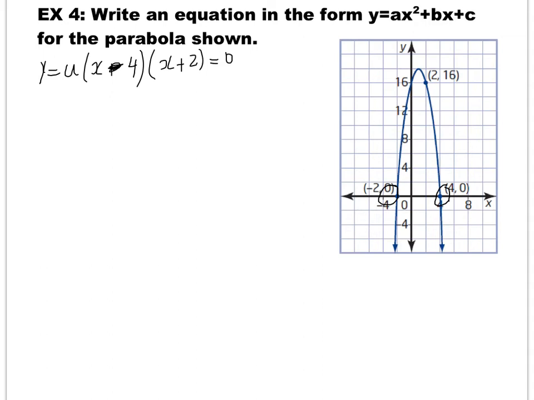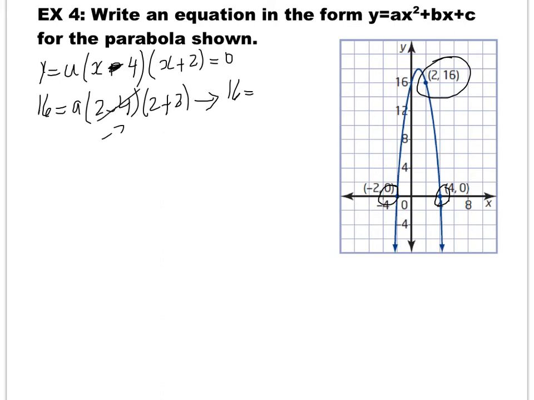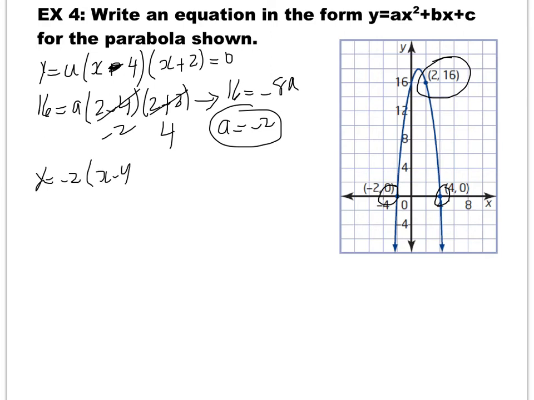Now, to find a, I'm going to pick a point which is given here, (2, 16). So I'm going to say 16 is equal to a times (2 minus 4) times (2 plus 2). If you solve this, you get 16 is equal to a times -2 times 4, so it's -8a. Divide by -8, I get a is -2. So we get y is -2 times (x minus 4) times (x plus 2).